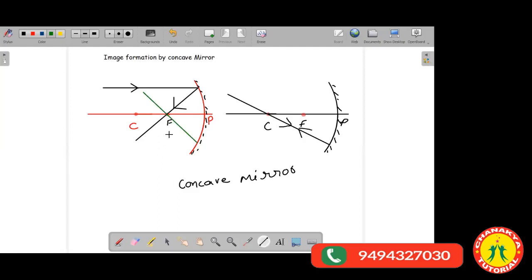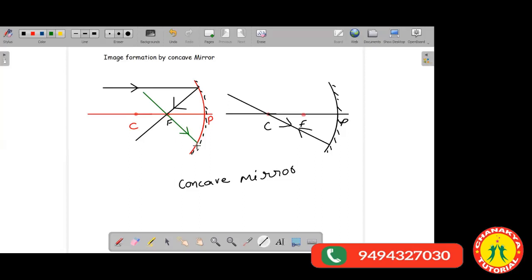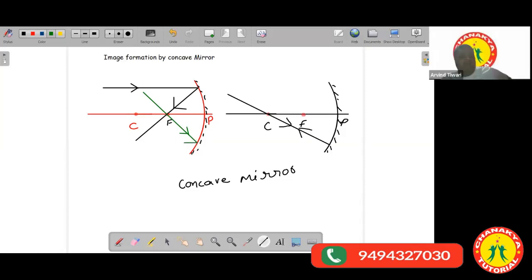Okay. So see, Shubhans, where will this light ray go? If this light ray passes through focus and is incident on the mirror, where should it go? Sir, it will go parallel to the principal axis. Yeah, it will become parallel to the principal axis. After reflection, the light ray will become parallel to the principal axis. So using this knowledge of the ray diagram, we will be making the ray diagram.